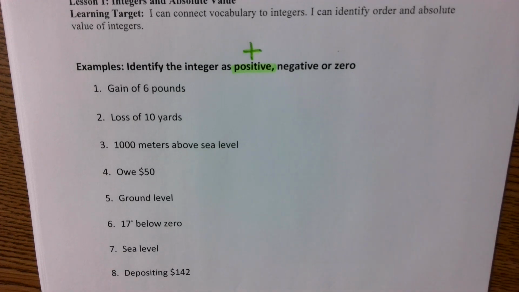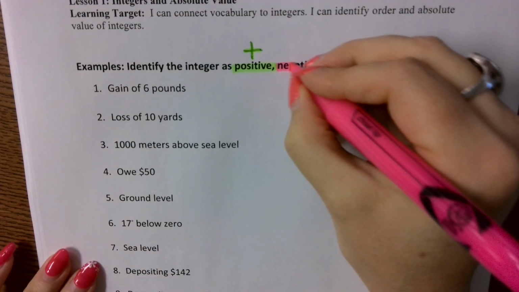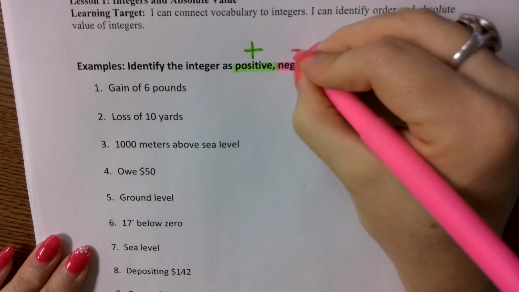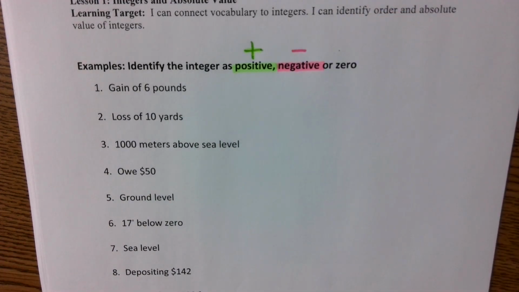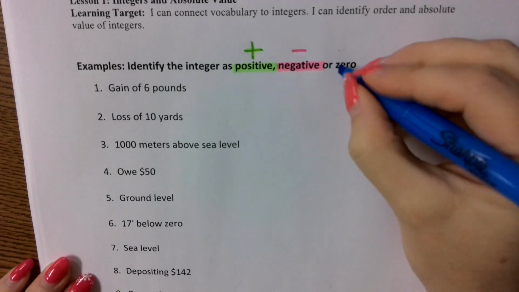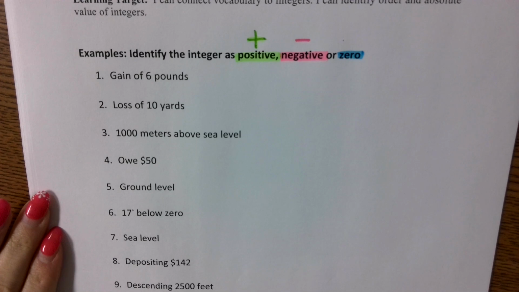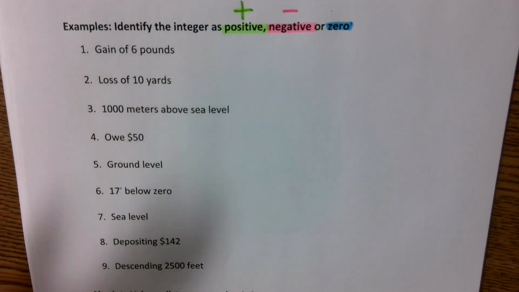If it happens to be a negative situation, then you can just go ahead and put a negative sign, a minus sign, and then the number. And then if it happens to be 0, then you would just write the word 0 or the number 0. Okay? Go ahead and take a couple minutes to do those 9 problems.